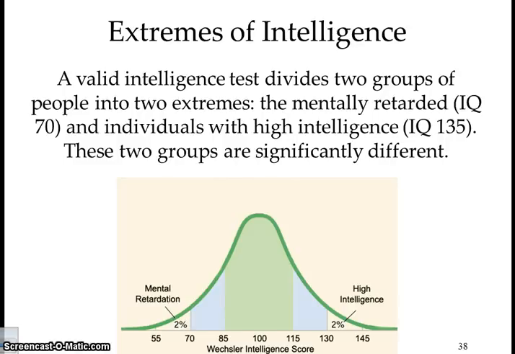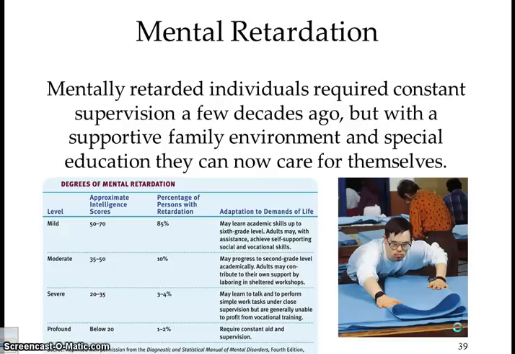So extremes of intelligence, we have these 2 test scores. So anyone 70 and below is considered our mental retardation population. Anything 130 or above is considered our high intelligence. So when we look at our special needs population, you need to know mild, moderate, severe, and profound. So mild is 50 to 70 on our IQ. And most of these kids will learn up to about a 6th grade intelligence.